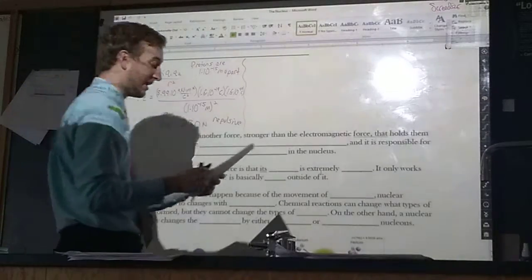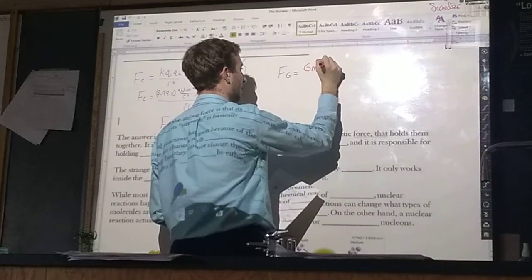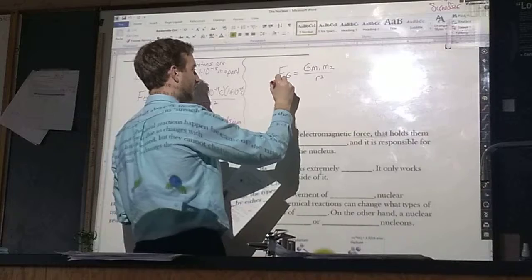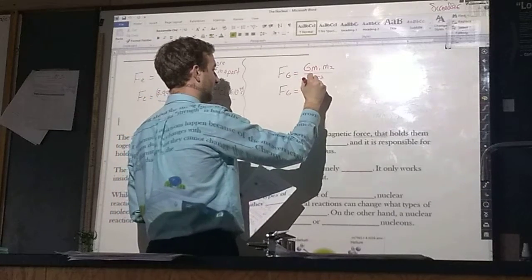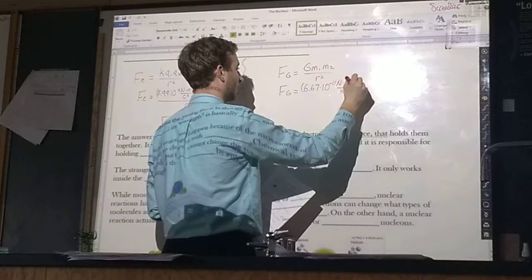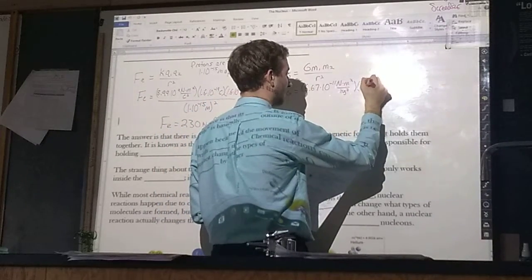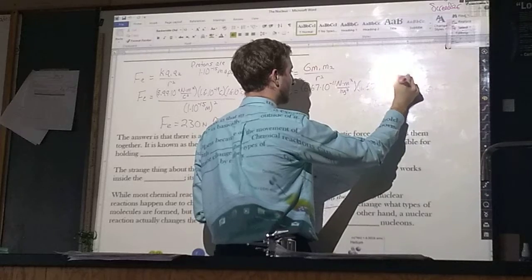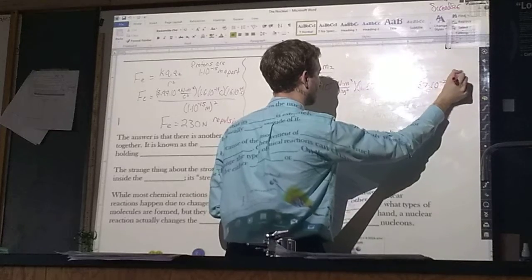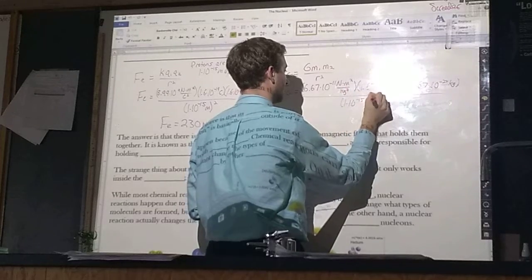Maybe the gravitational force is big enough to hold this together. The gravitational force is given by big G, M1, M2, over R squared. R is going to be the same thing. We go to our reference tables and look up big G. It is 6.67 times 10 to the negative 11 newtons times meters squared over kilograms squared. The mass of a proton is also on the front of the reference tables: 1.67 times 10 to the negative 27 kilograms. All protons have the same mass. And they are this far apart: 1 times 10 to the negative 15 meters.